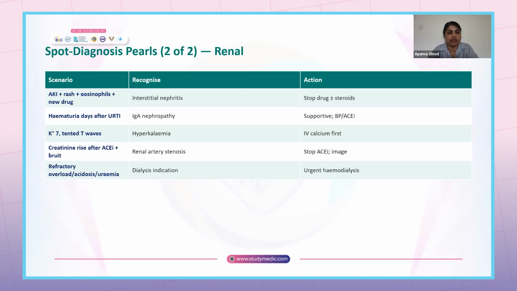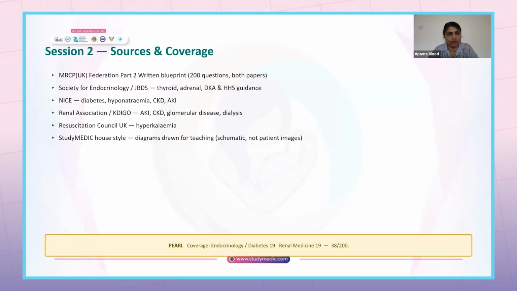And then for refractory overload or acidosis or uremia, AEIOU: acidosis, electrolytes, refractory hyperkalemia, then overload and uremia, all that indicate dialysis, you need to go ahead with urgent hemodialysis for such patients.